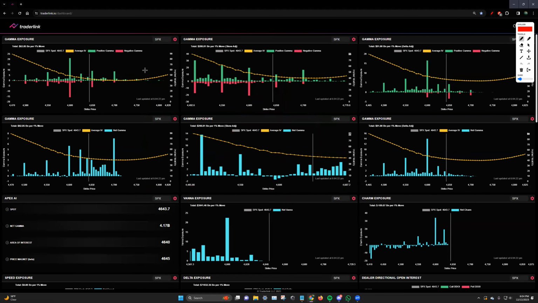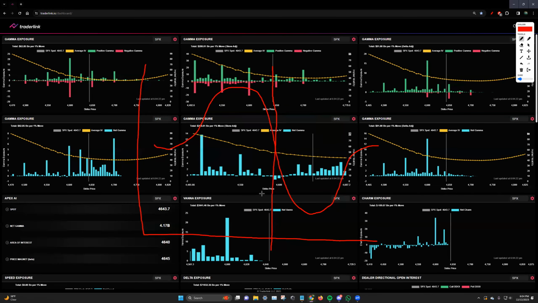Getting into Vanna, Vanna is not the same thing. Vanna is very, very different. The curve is more like this. Let's pretend this is at the money, and pretend that's a straight line. As you can tell, Vanna is most effective slightly out of the money or slightly in the money, and its peaks are right here.